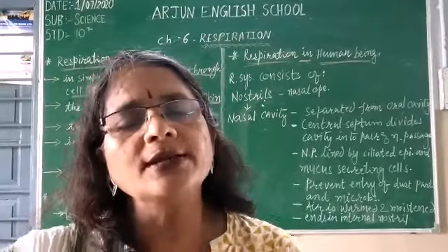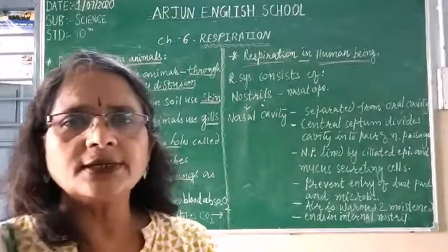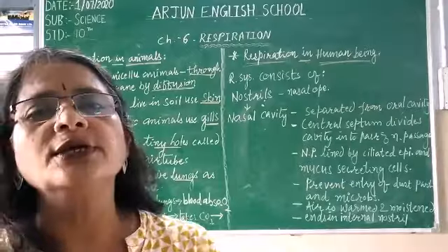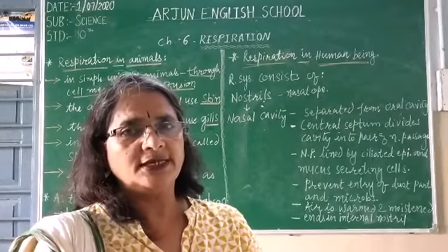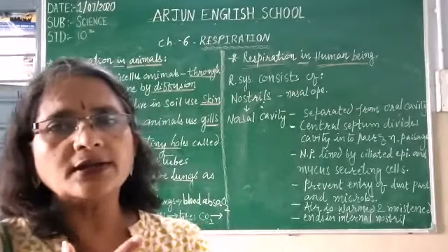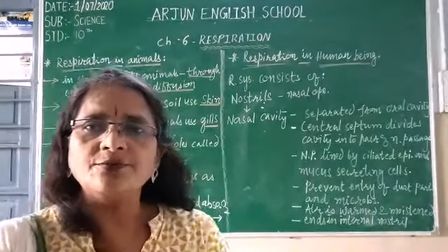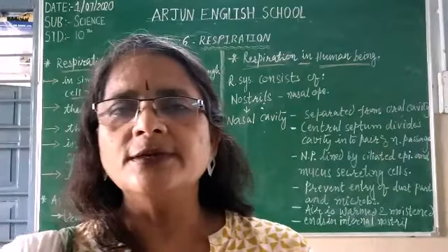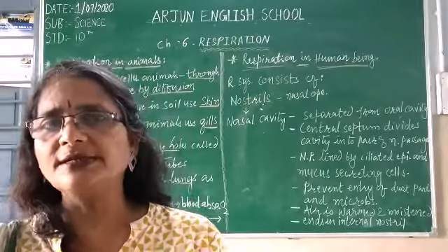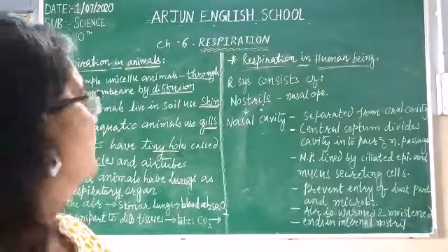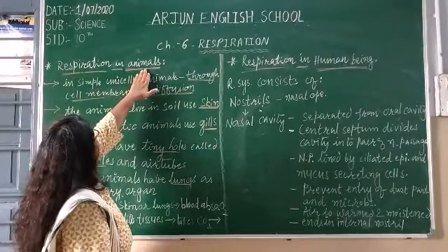Now, as we know, animals are categorized in different ways: unicellular organisms, multicellular organisms, terrestrial, aquatic, small insects, those living inside the soil. So, in all these different types of animals, what is the respiratory organ, or how does the process of respiration take place? Let us discuss this. So now, respiration in animals.